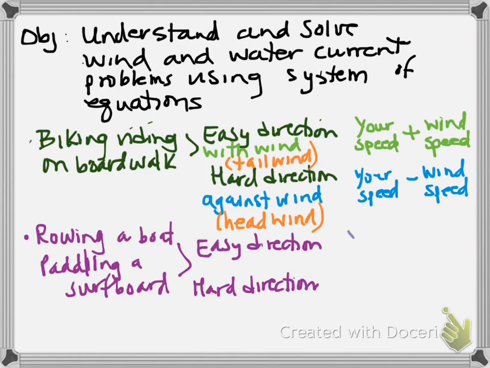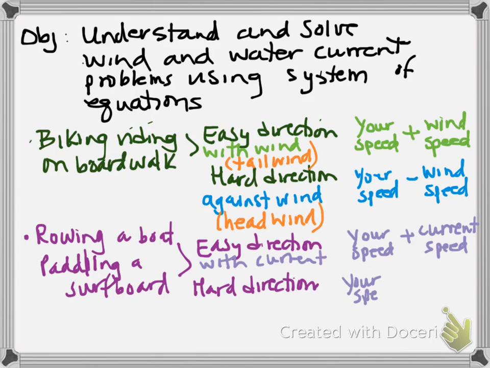So again, you're going to start with your speed. And when it's easy, it's because you're going with the current. So I'm going to write that over here, with current. So that would be the current speed. Okay. And if you're going the hard direction, your speed is being slowed down by the current speed. Now this would be called against the current.